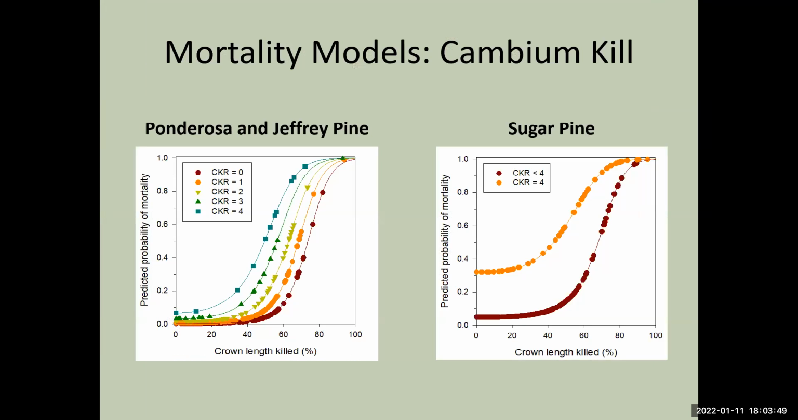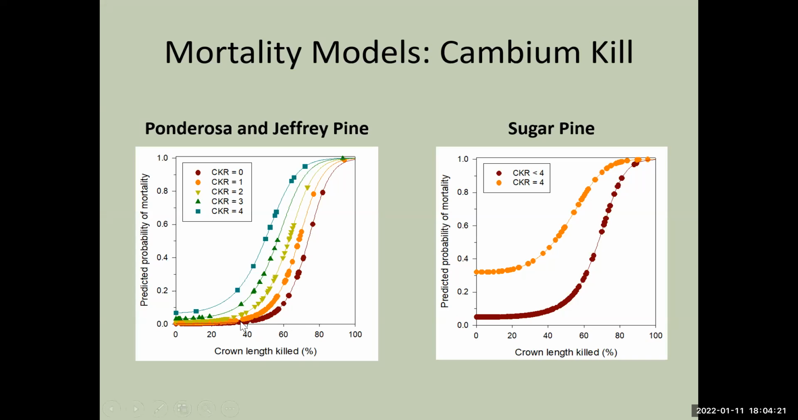So what does cambium kill mean? We did our 4 samples, and if the sample was dead, we counted it as 1. So you could have a maximum of 4 dead samples on any given tree. For these 2 charts, I'm just showing you the difference in the predicted probability of mortality with different levels of cambium kill. If you look at the red dots here on this ponderosa pine Jeffrey graph, this is the tree that had no dead cambium samples.